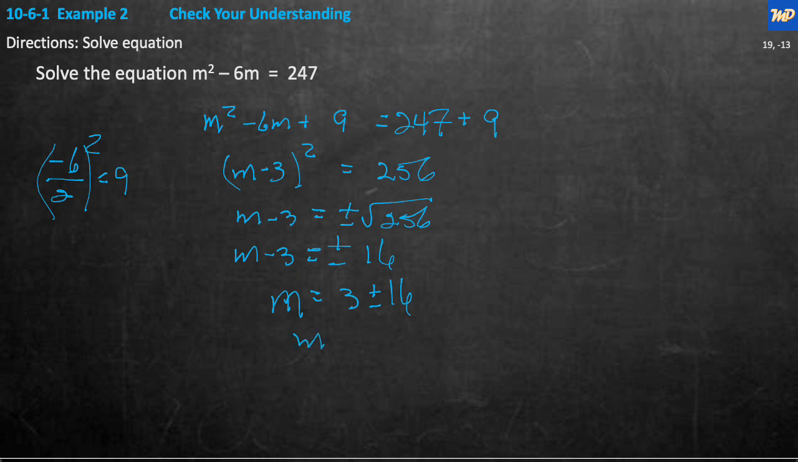m is going to be equal to what? 3 plus 16 is 19. And m is going to be equal to 3 minus 16, which is minus 13. There's your two answers, 19 and minus 13.